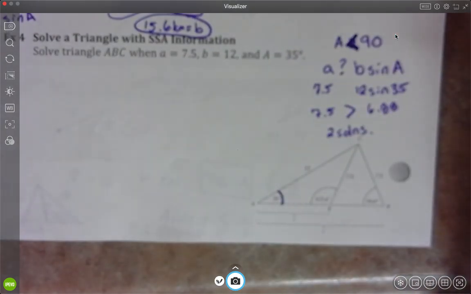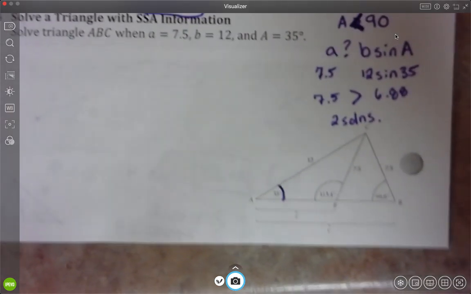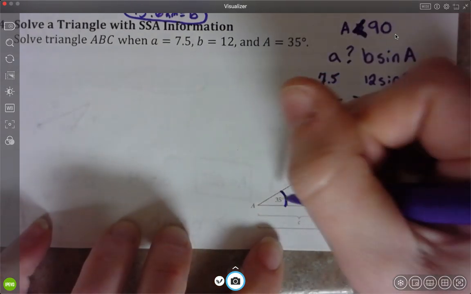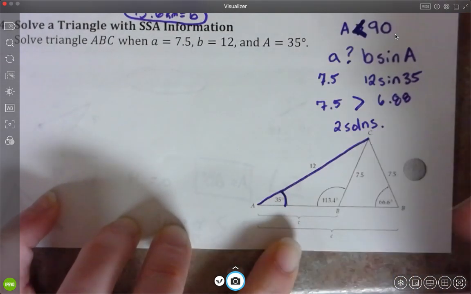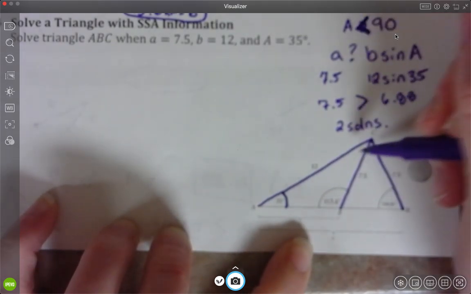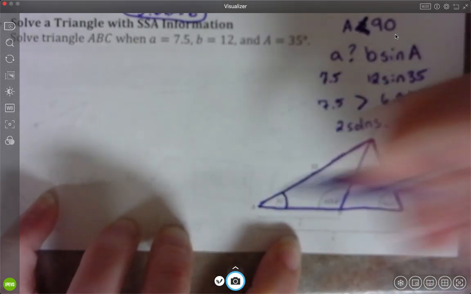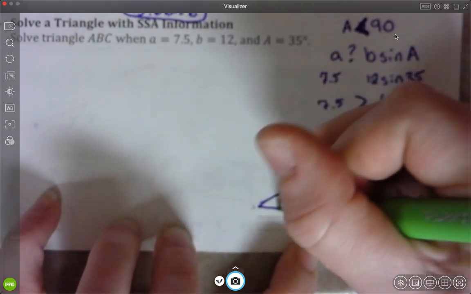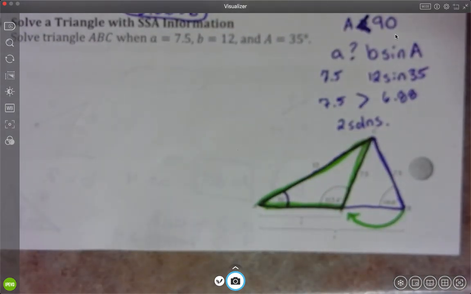All right, so you can kind of see how this diagram plays out down here, where we have a and b and capital A. So this is a 35-degree angle. 12 is what b is. And then lowercase a is 7.5. So we're saying that that 7.5 could be this side right here, which makes this overall big triangle from here to here to here. Or we could have that 7.5 side swing in and make this triangle here. Okay, we could have that scenario happening. All right. Where we have the smaller triangle.